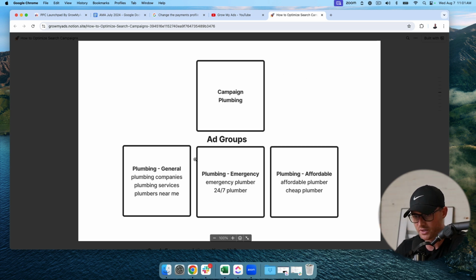But here's for plumbers. So here we have plumbers general. I actually stuffed near me in there. I didn't use city specific examples in this little drawing I have, but here, plumbers, we have general, we have emergency, and we have affordable.